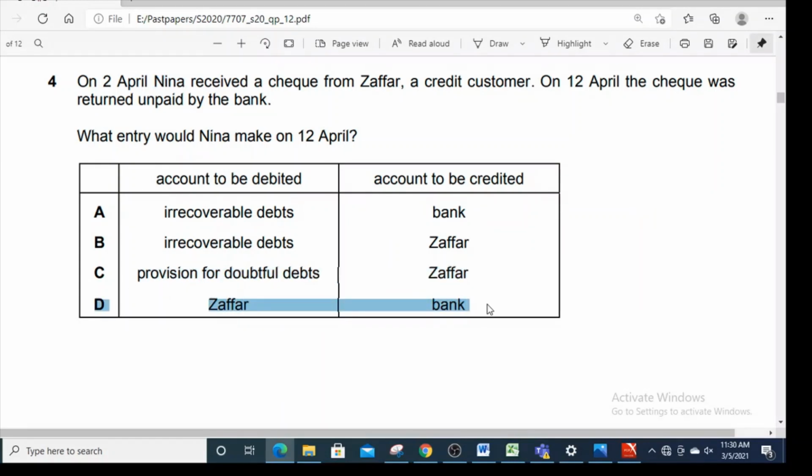The mistake which the majority of the students make here is that they treat it as irrecoverable debt. Please remember, irrecoverable debt is only when the question is clearly telling you that the debt is written off. Unpaid check is only credit bank and debit accounts receivable.